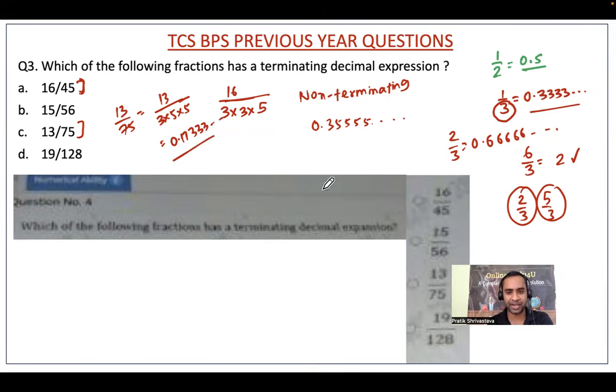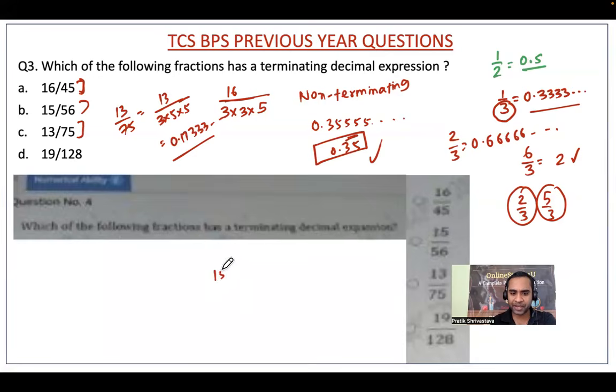0.173333, and it will keep repeating. There will be more questions asked on these terminating decimal fractions. Okay, and now, basically that bar will come, right? So 0.35 bar. This kind of question will be more frequent now in the examination.